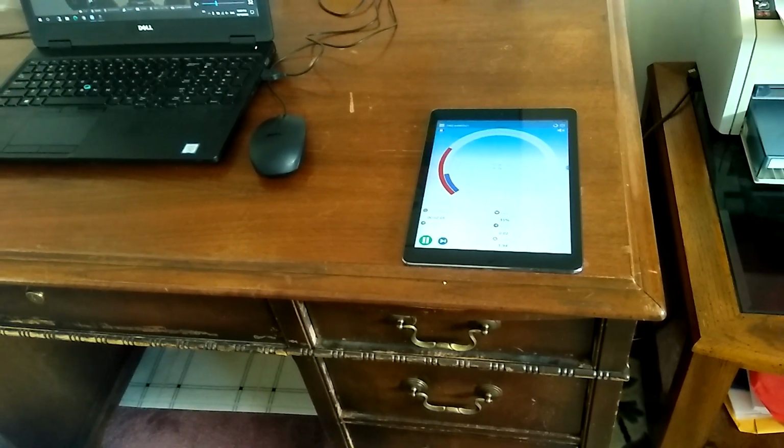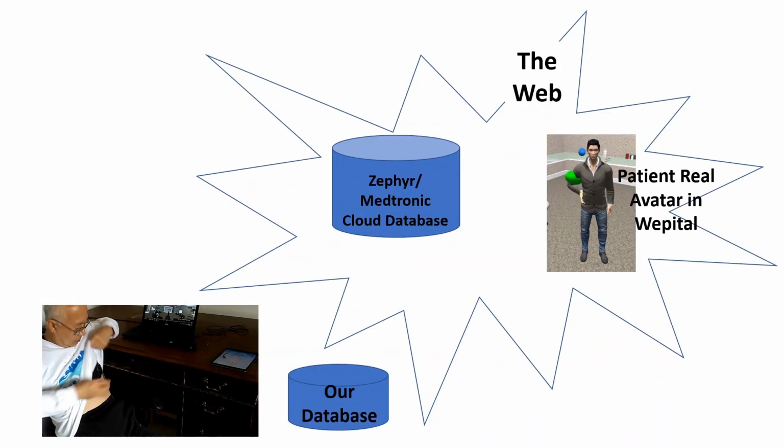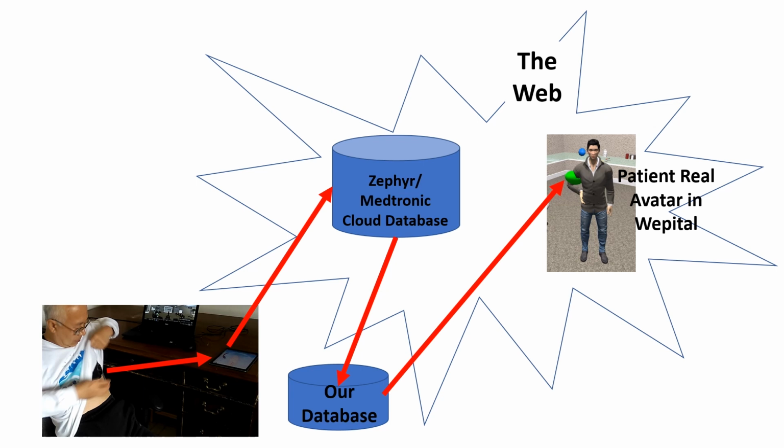We have created software pieces to get the data from Medtronic and then store the data in our database and later on load it into the green armband of my avatar in Second Life. So the biosensor captures the patient's vitals and sends the data to the Medtronic app on the tablet. Then the app sends the data to the Medtronic cloud database. We have developed software to get the data from the Medtronic cloud database and then send it to the patient's real avatar in our wepital.